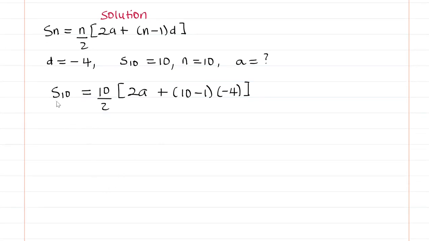Therefore, what is the sum of the first 10 terms? It is 10. So we substitute here that 10 equals 10 divided by 2, we shall get 5 into 2a plus, what is 10 minus 1? That is 9. 9 times -4 is -36. So here we shall have plus -36. And then we simplify. Let me simplify by dividing both sides by 5 so that I get rid of the coefficient. Remember, we treat the bracket as a single term, and since it is a product of 5 and the bracket, we divide once.